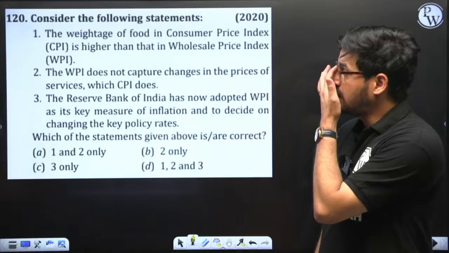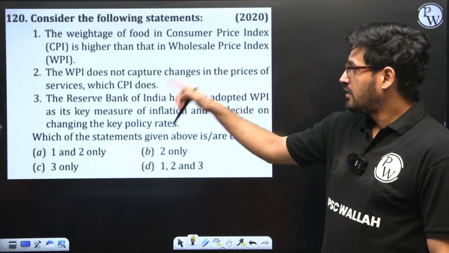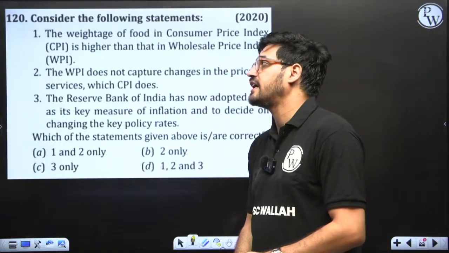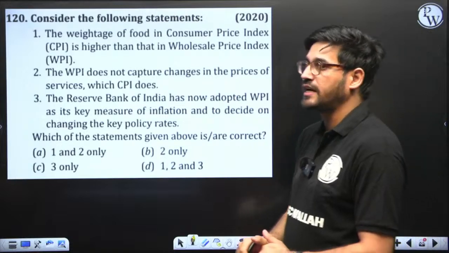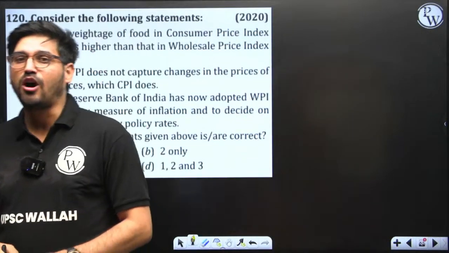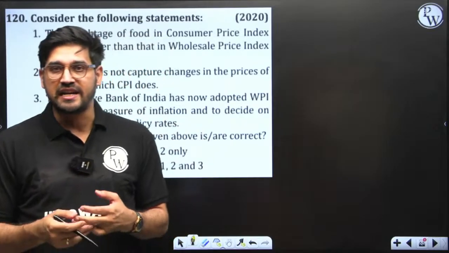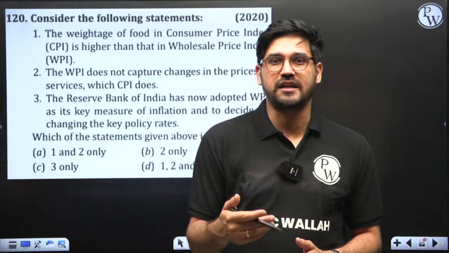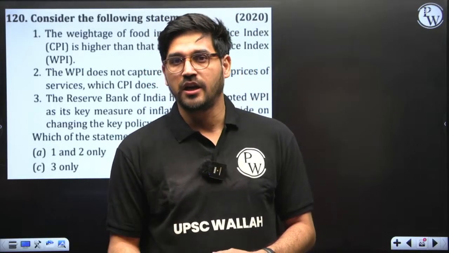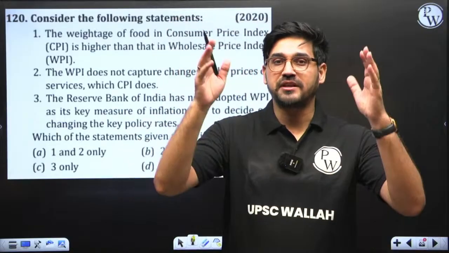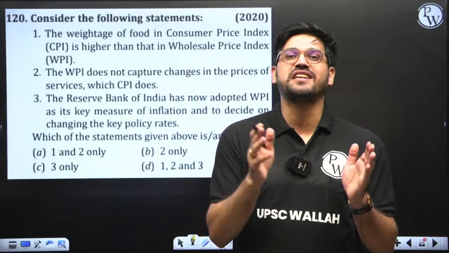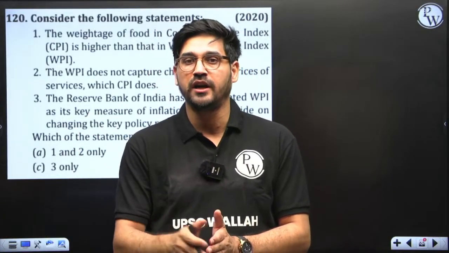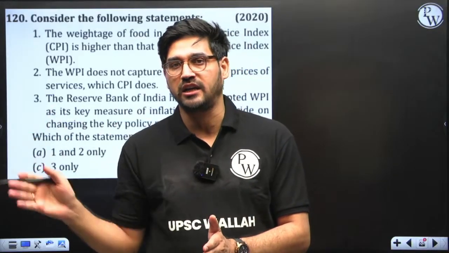The next one says, consider the following statements. Which of these statements are correct? First one says the weightage of food in consumer price index is higher than that in the wholesale price index. Now, even commonsensically, consumer price index is an index of inflation built to reflect the price rise or price decline faced by the average consumer. In CPI, you have a representative consumer in your mind and you assign weightage to different categories based on their family budget, or what share of their incomes goes towards what category of items.